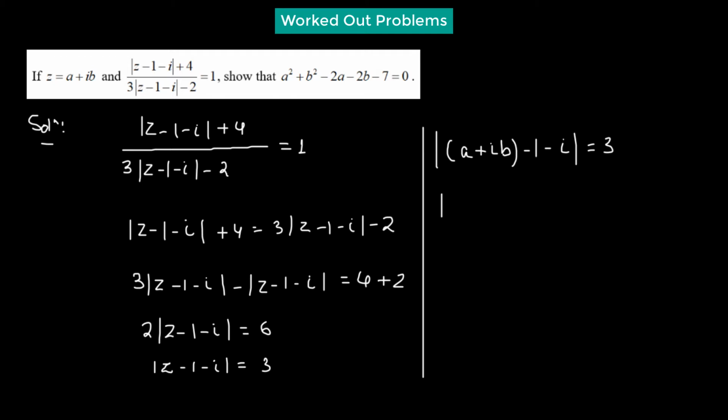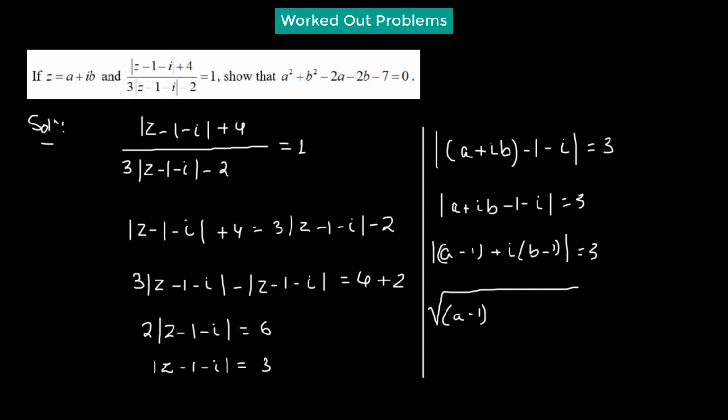Then we arrange the real parts and imaginary part. So we'll have a + ib - 1 - i. So we have a - 1 as the real part plus i times (b - 1) as the imaginary part. Then we apply the modulus, and we obtain the modulus for the given absolute value. So that would be simply the square root of (a - 1)² + (b - 1)² = 3.